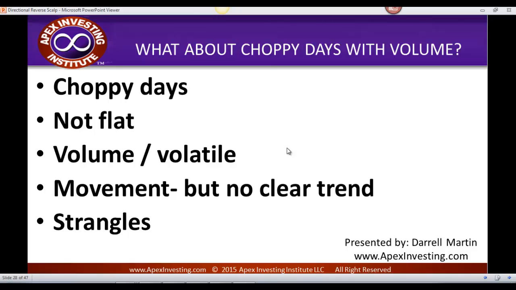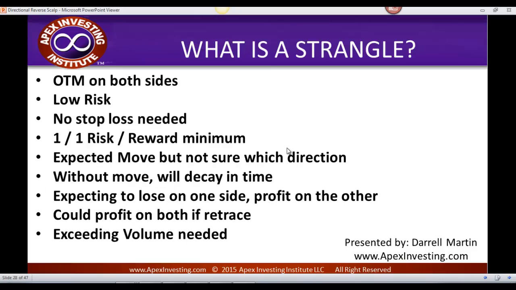It's not flat, there's volume, the market's volatile, there's movement, the market is going up and down, a lot of movement, a lot of volatility, but the trend's not real clear. Like, it's not just a huge, hey, the market shot straight up 300 points today. Okay, well, in that situation, what we do is what's called a strangle.